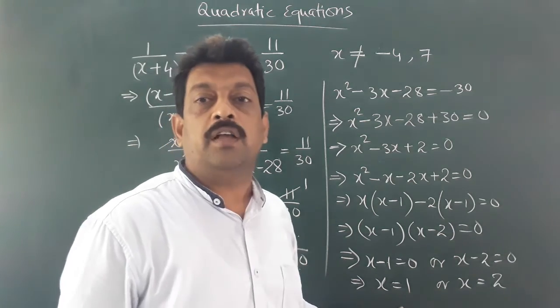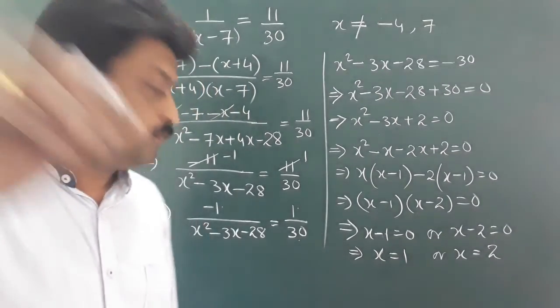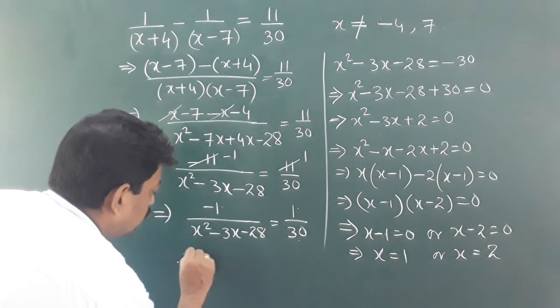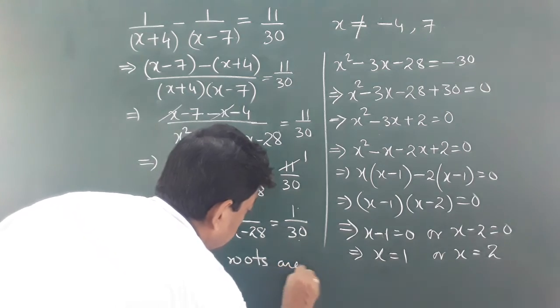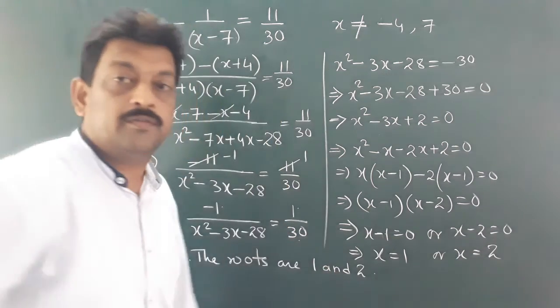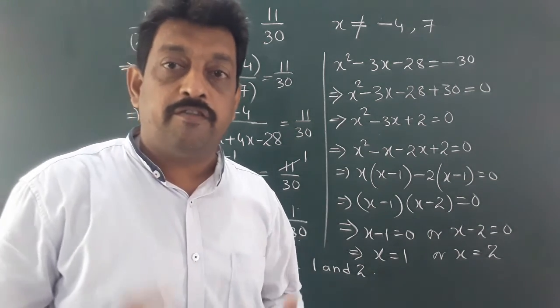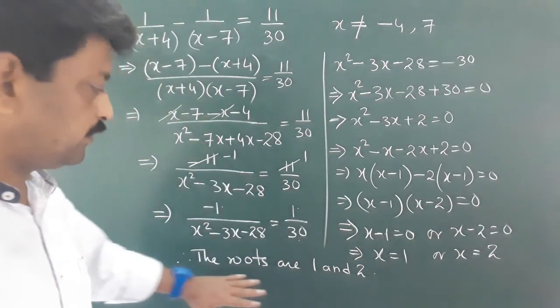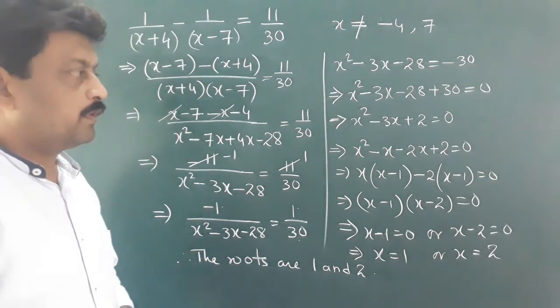Here we have to write down the answer. Therefore roots are 1 and 2 is the answer. So whenever the question is completed, don't forget to write down the final answer. It is very important. Done? Okay. Just go through it.